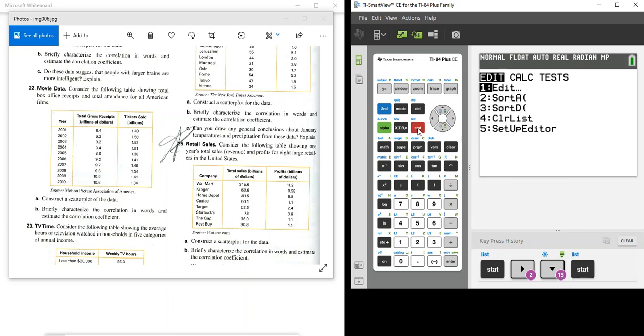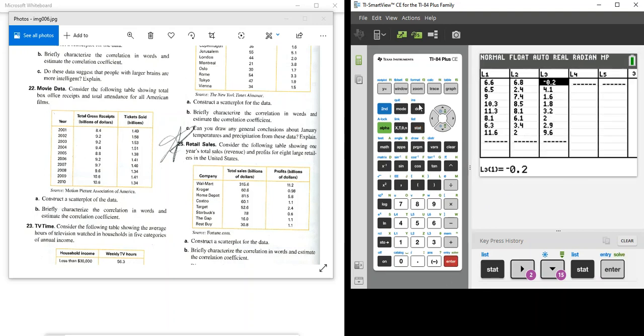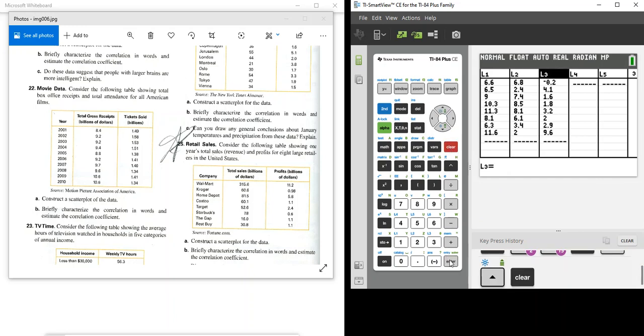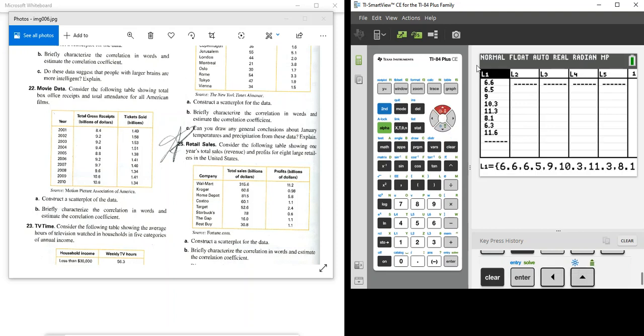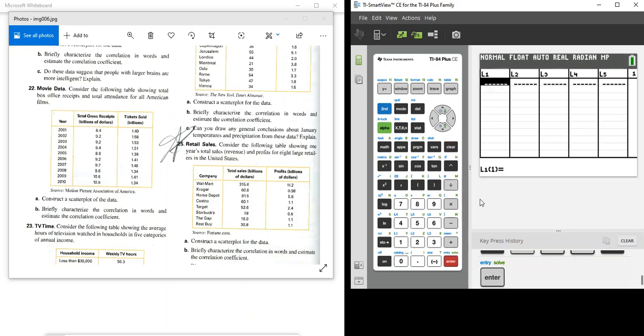Let's go back to stat and edit first. I need to enter the data, so I'm going to clear, enter. I highlighted L2 and hit clear and enter. I want to clean out these data columns. Go up to L1 and hit clear, enter. And then I need to put in these values. For the total sales in billions, I'm going to put this in.